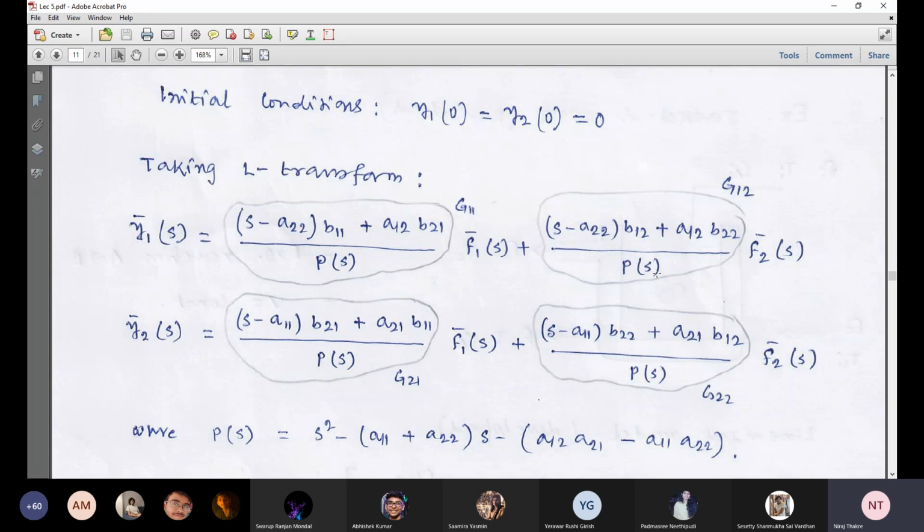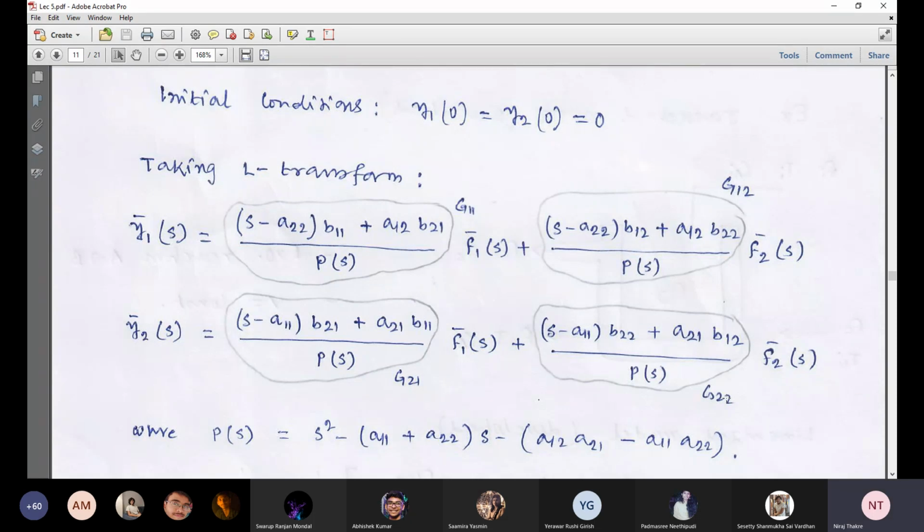Now you see the nomenclature, particularly the suffix of this transfer function G. Can anyone tell how the suffixes are given? I repeat the question. You see this is G suffix 1 1. This is G suffix 1 2. Here 2 1. Here 2 2. How are they denoted? Can anyone give the answer?